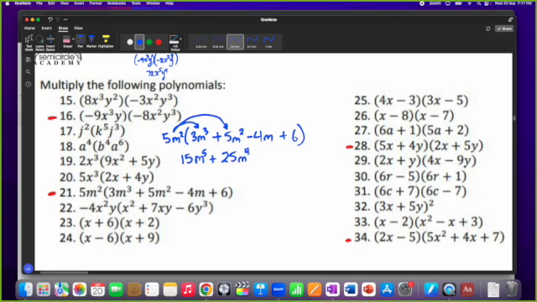Now you have 5m squared times negative 4. So 5 4s are 20, it'll be a minus 20. M squared times m is m cubed according to your laws of indices. And then 6 5s are 35. 5, 6 5s are 30.